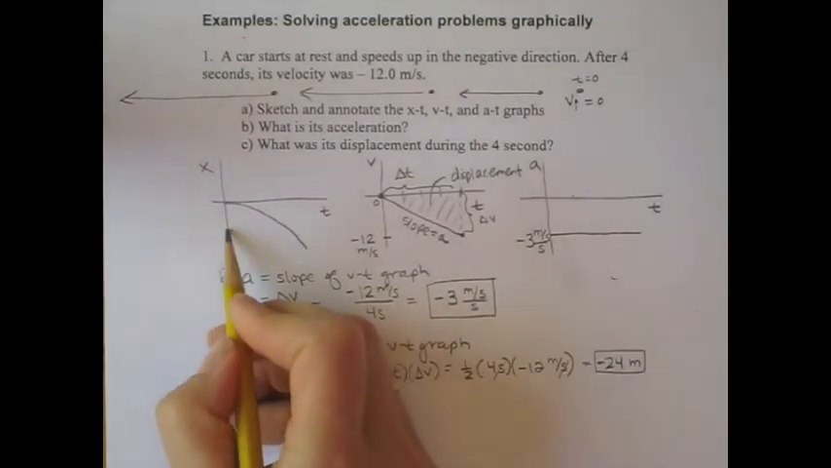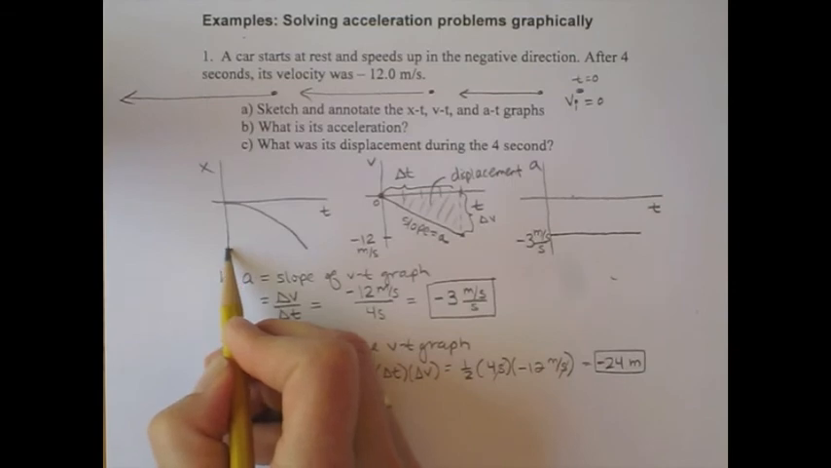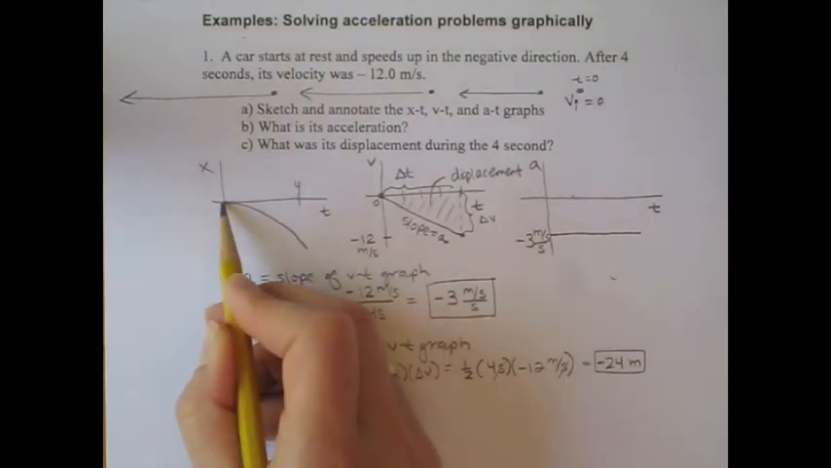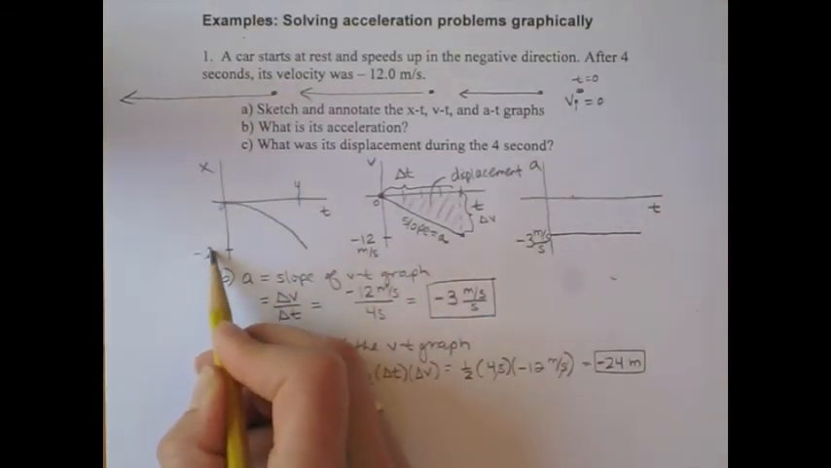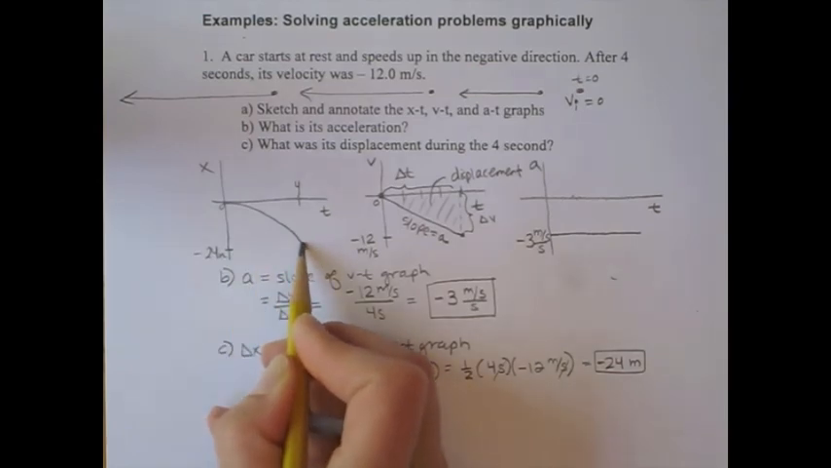Okay, and then we could label that on this graph. If this is 4 seconds, if it started at the origin, it would be at negative 24 meters at that time.